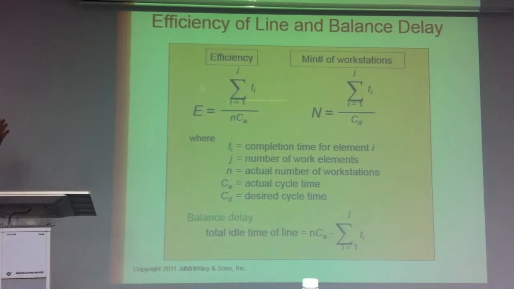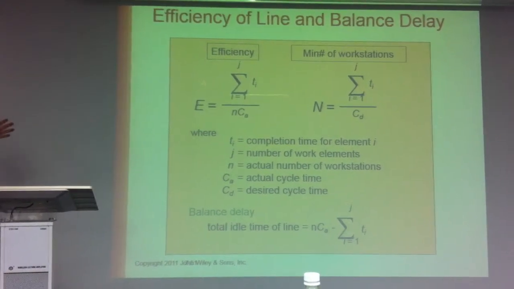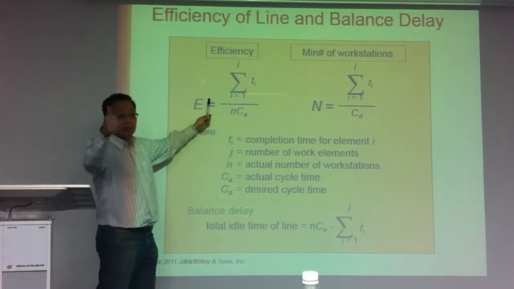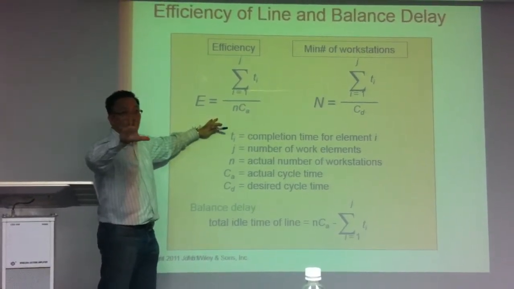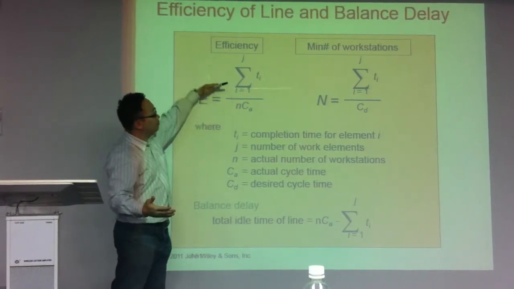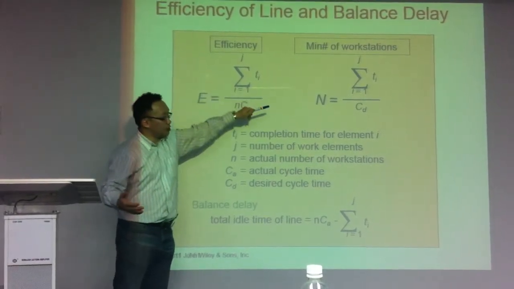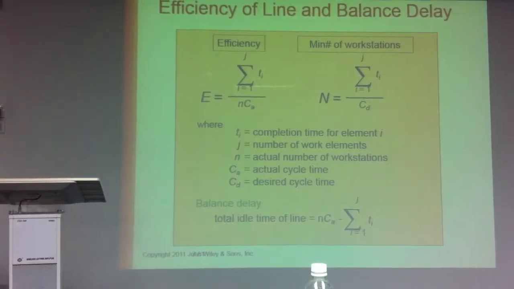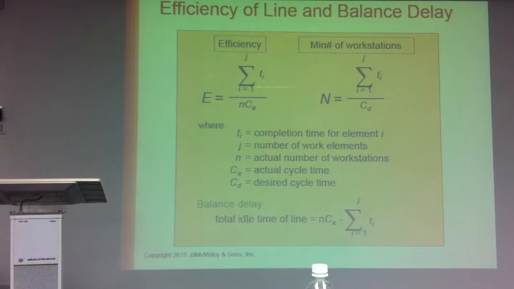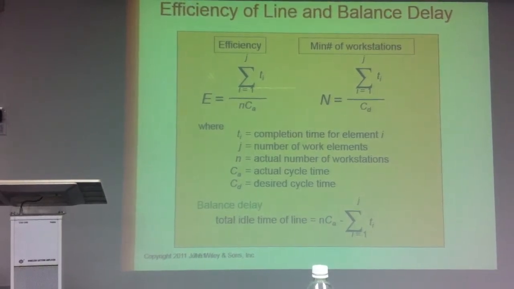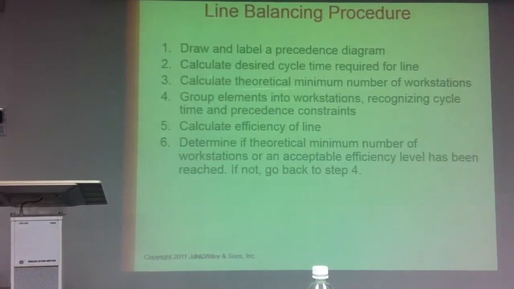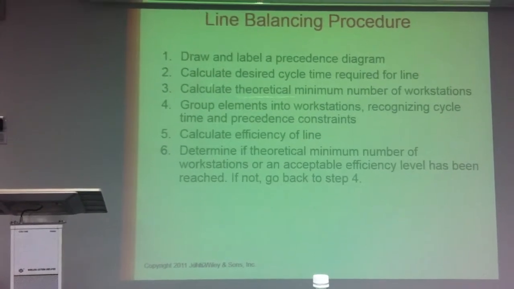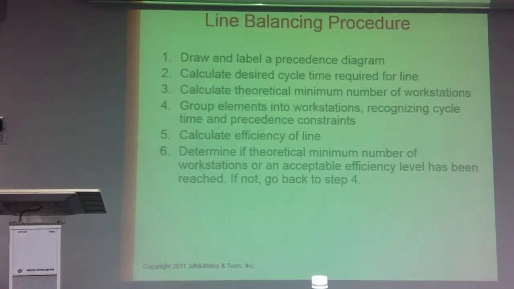And efficiency, as you see now, we will start to calculate efficiency. Efficiency means if we want this number to be high, it's better. Low efficiency, no good. In operations management, we try to bring this number up. Number of workstations is this. Now, in the exam, you just have to follow these 6 steps for line balancing.